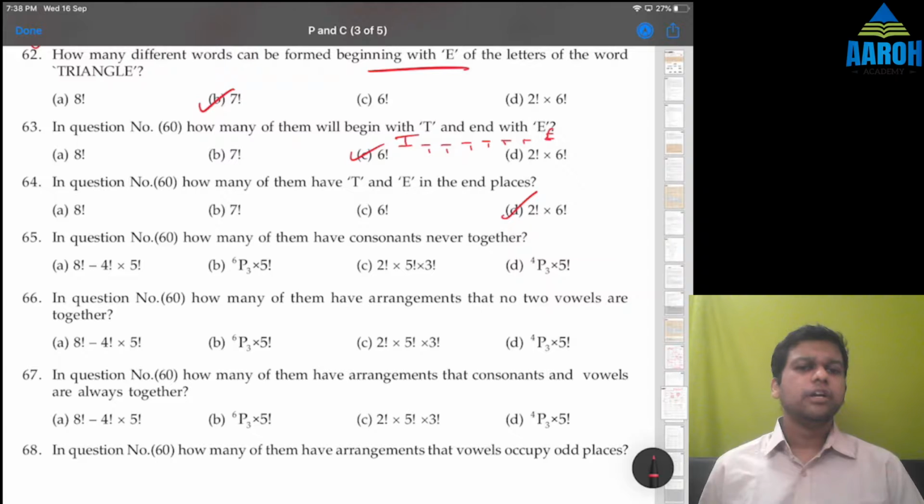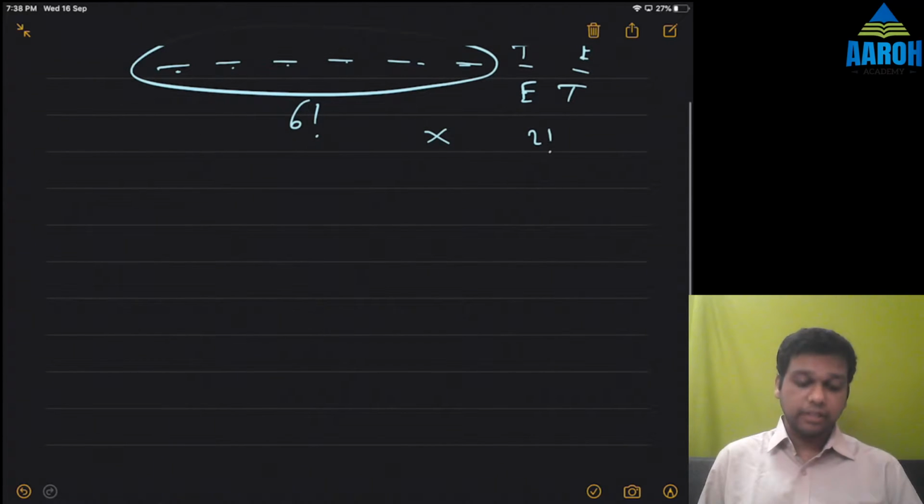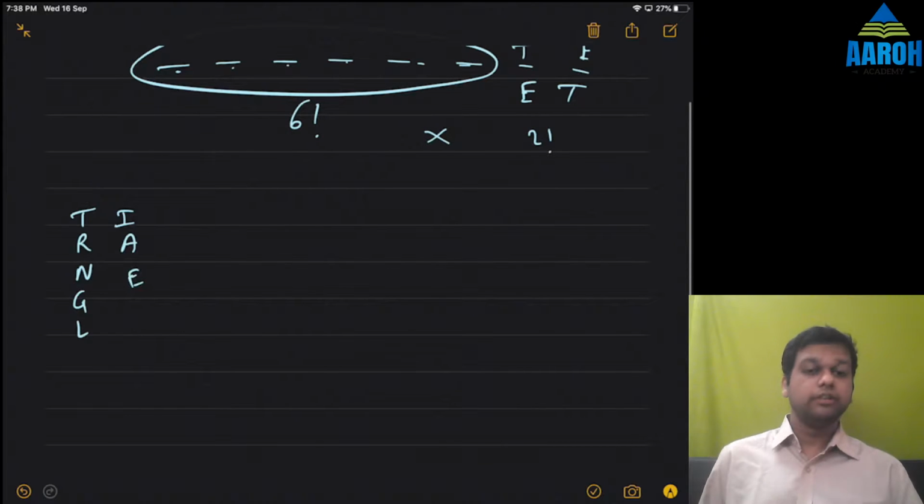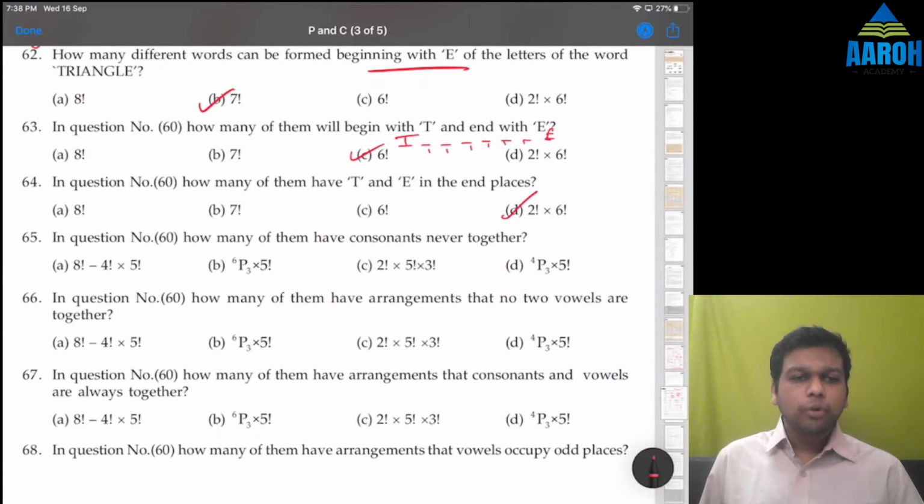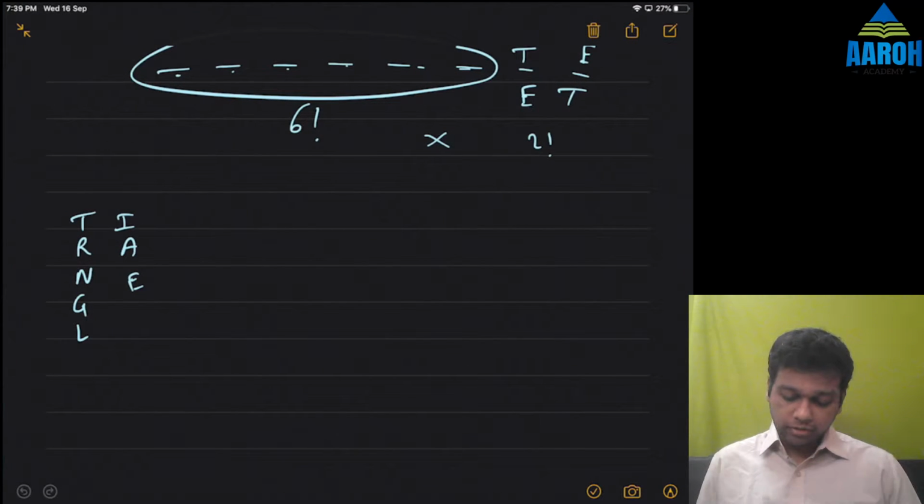Then 65. In question number 60, how many of them have consonants never together? Never together. For never together, let's classify first. T, R, I, A, N, G, L, E: 5 consonants, 3 vowels. They're asking how many have consonants never together. This is not the case where no two consonants are together. It is not like that.